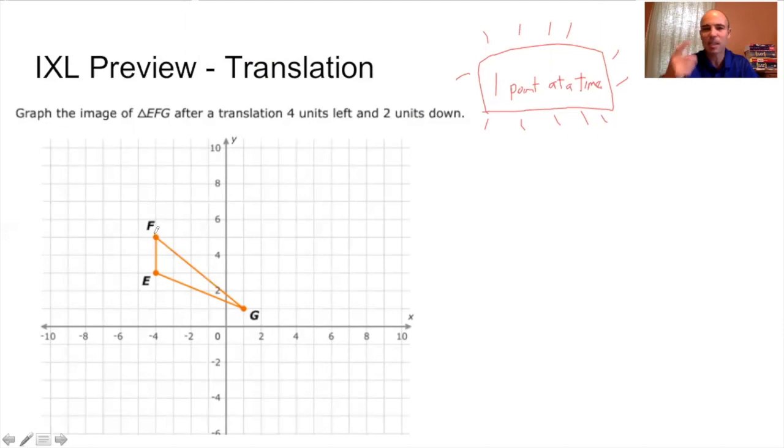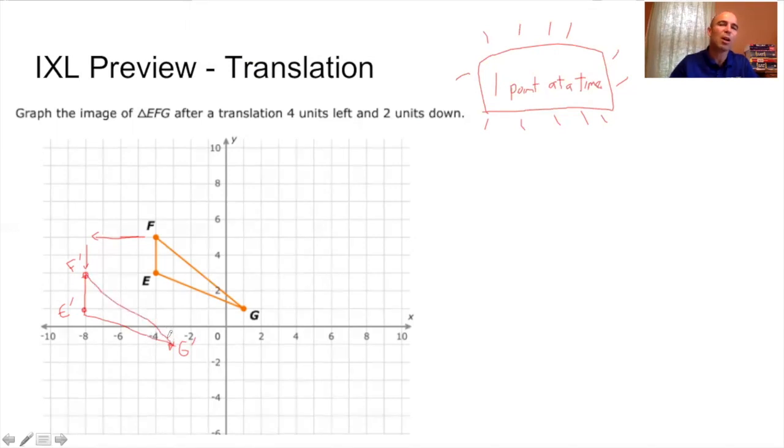So 4 units left. Okay, so I'm taking, like I said, 1 point at a time. F, I'm going 4 units left: 1, 2, 3, 4. And then I'm going 2 units down, 1, 2. And then what I have here is the new F. Now E. I go over 4, I go down 2, and what I have is my new E. And then G, same thing, 1, 2, 3, 4, 2 units down, I've got my new G. Okay, boom, boom, boom, I have translated, I got my new figure.